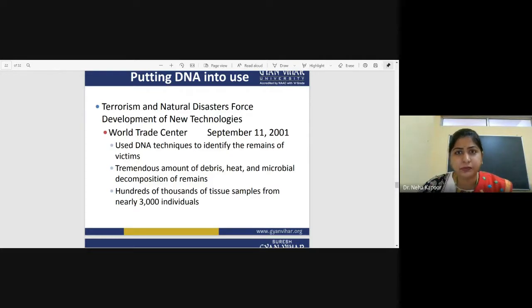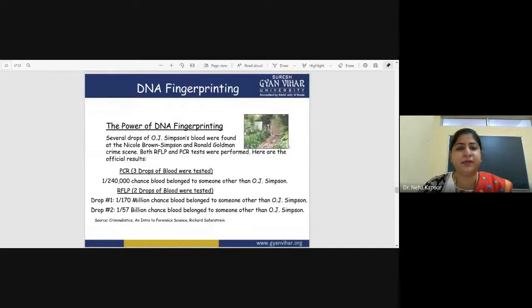At that time there was a large amount of debris, heat, and microbial decomposition of remains, because hundreds of thousands of tissue samples were obtained, and those samples were basically identified by this DNA fingerprinting technique. So the power of DNA fingerprinting is immense.